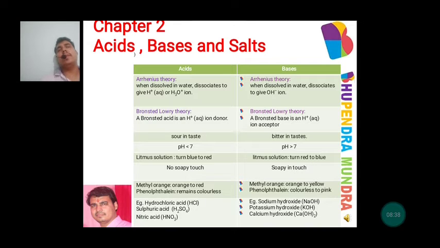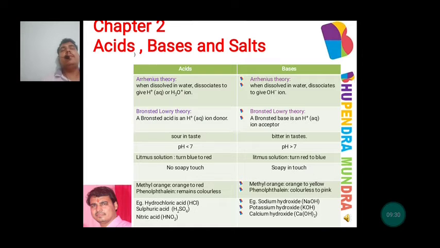According to the Arrhenius theory, bases are simply the opposite: when dissolved in water they dissociate to give hydroxyl ions, OH minus, which are negatively charged ions, whereas acids give positive ions only. According to Bronsted-Lowry theory, a Bronsted acid is an H plus ion donor, only and only a donor, but a Bronsted base is an H plus ion acceptor, so they can only gain the ions.